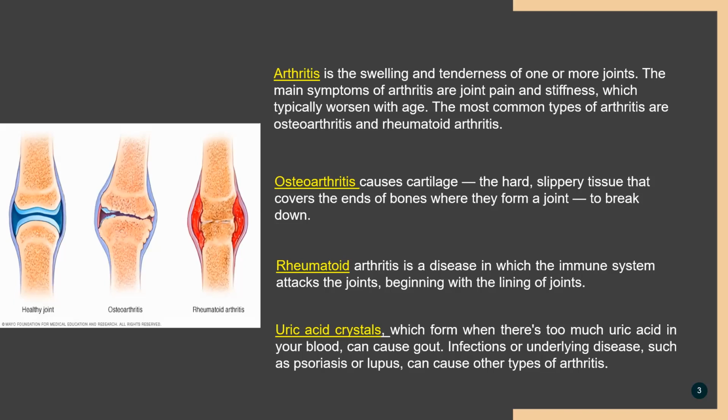Uric acid crystals, which form when there is too much uric acid in your blood, can cause gout. Infection or an underlying disease such as psoriasis or lupus can cause other types of arthritis. So you must understand that all these things actually start from the acid in your body. If you can maintain the acid in your body from day one, before you get arthritis, you become better and better.